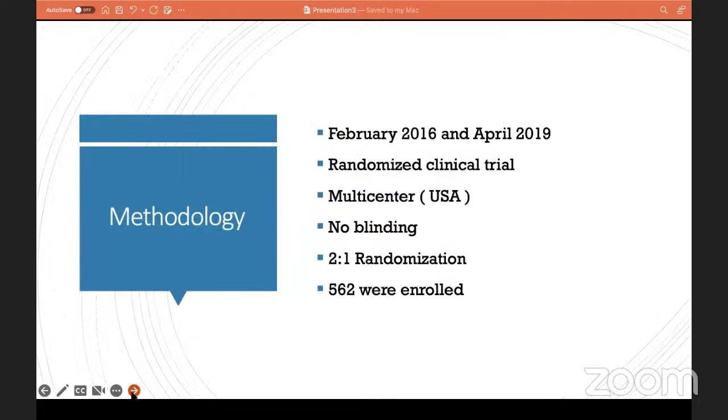For the methodology, this is a randomized clinical trial that took place between February 2016 and April 2019. It was multi-centered. All centers were located in the United States of America. There was no blinding applied, and the randomization ratio was 2:1, 2 being for the interventional arm, which is applying a left atrial appendage clip, and 1 for no left atrial appendage clip. A total of 562 subjects were enrolled.